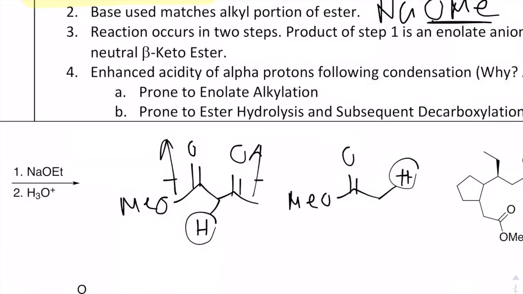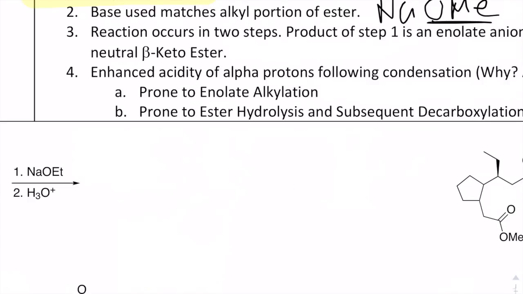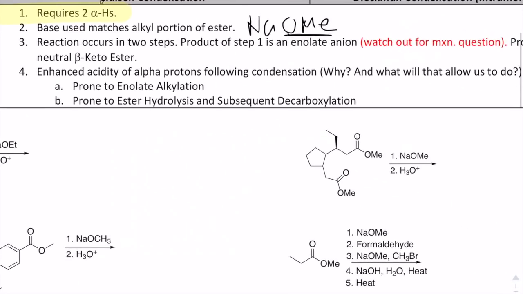So we can do some extra steps with our end products of Claisen condensations, and we can add alkyl groups by enolate alkylation, and then we can even do ester hydrolysis to form the carboxylic acid and subsequent decarboxylation.